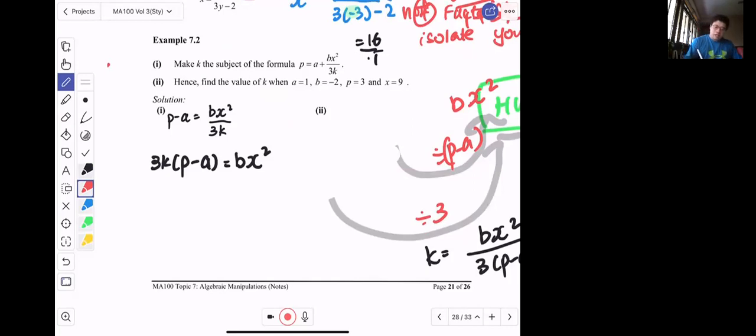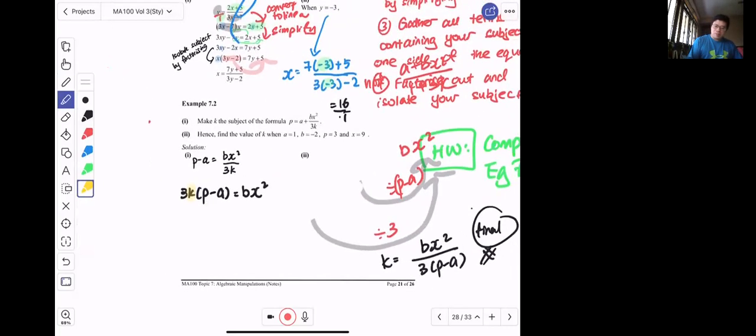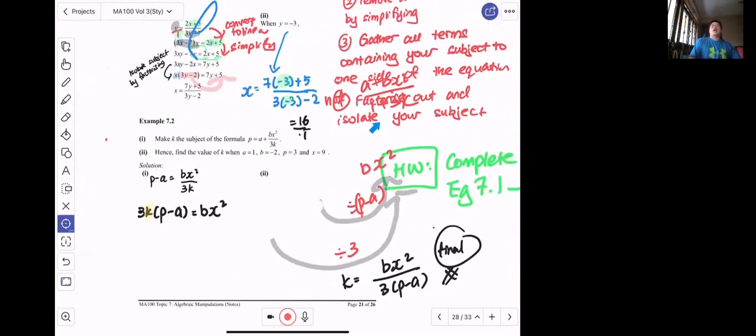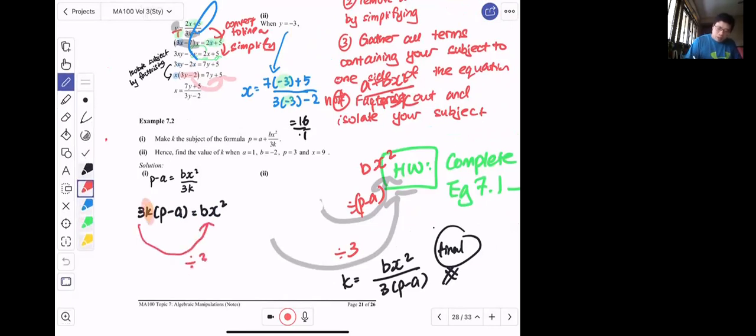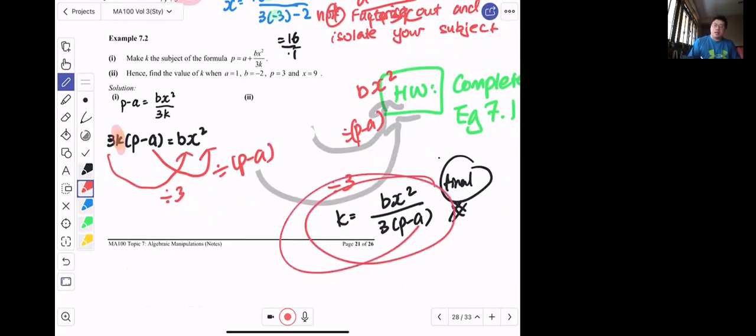Then next, you remember you want k to stay. K is the subject, right? Isolate your subject. Factorize out and isolate your subject. So k, we are going to keep on the left. This is the guy. We want to keep him for sure. K times 3 we don't want, so I divide by 3. P minus a also I don't want, I divide by p minus a. So what are you left with? You should be left with something like that: k equals bx squared divided by 3 divided by p minus a.